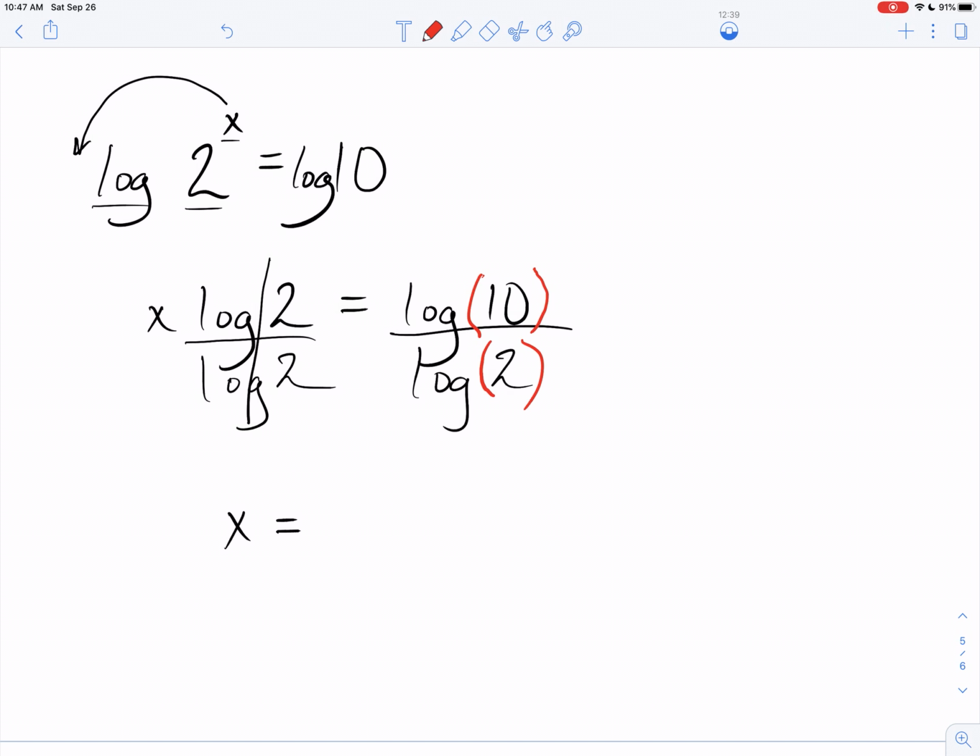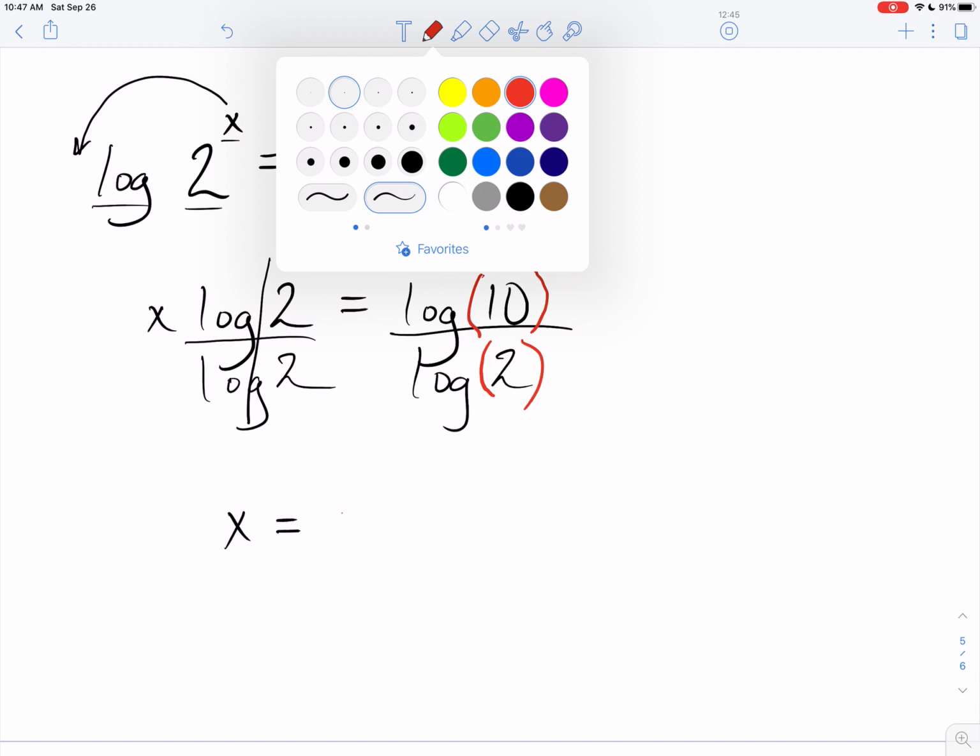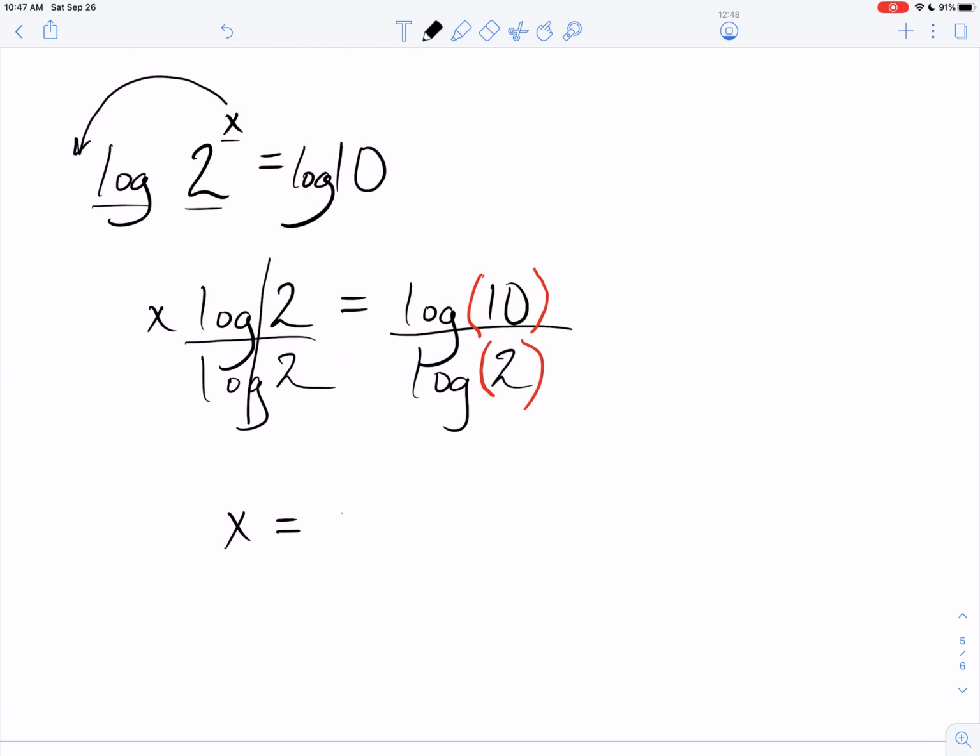And when I do that, I'm going to get this number, 3, whoops, hang on, let me get my pen back. I'm going to get this number, 3.321928095. Let me make sure I wrote that down correctly because that's a lot of stuff.